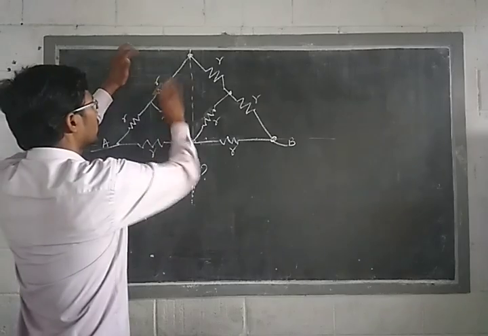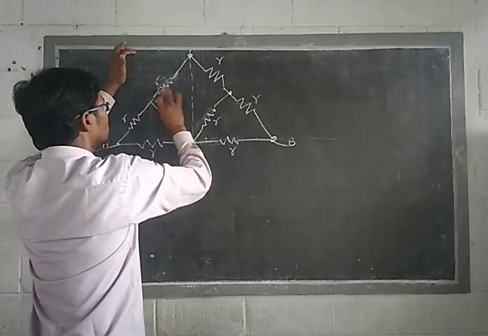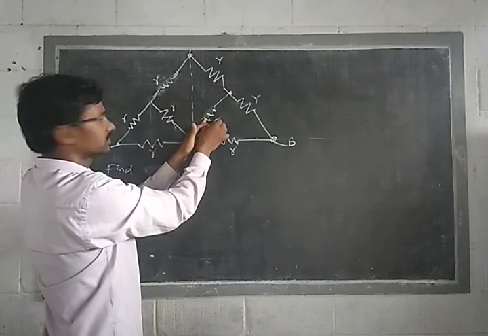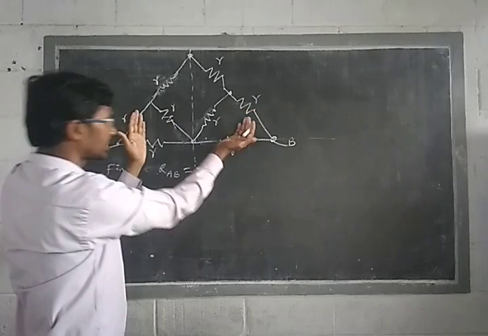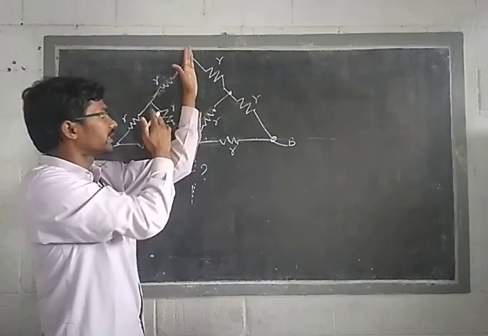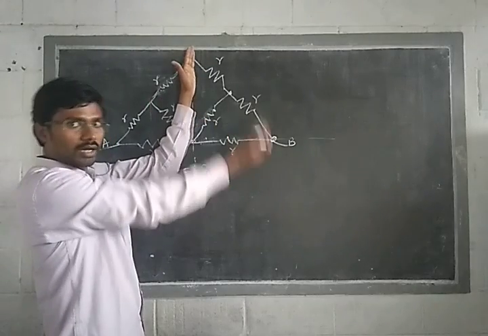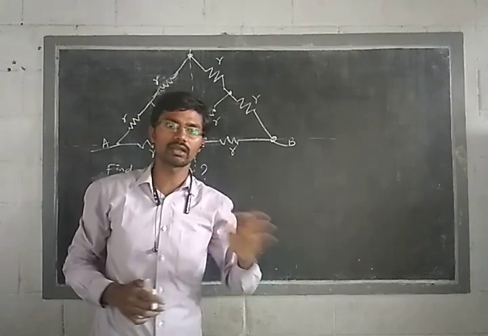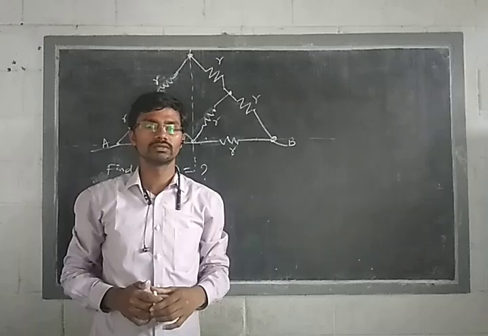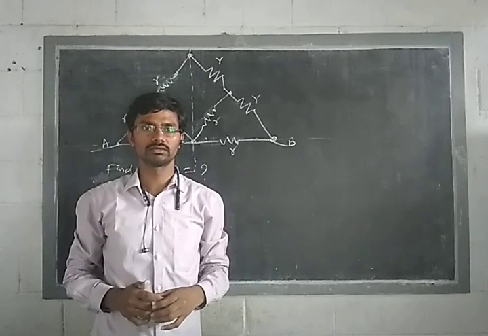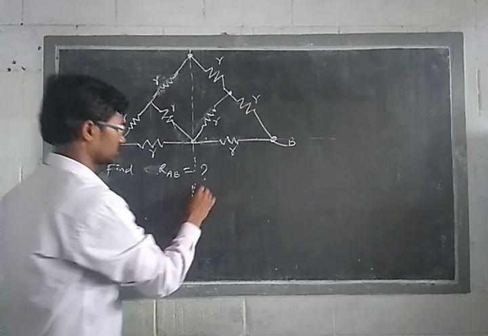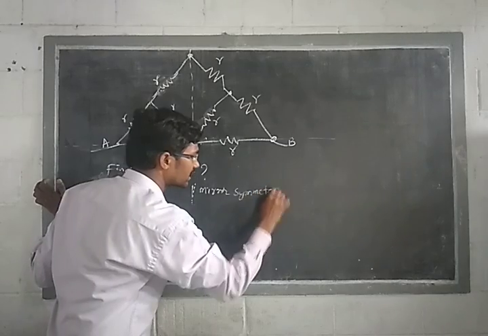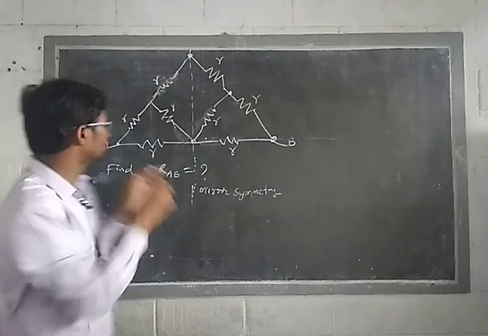Let us check. So here we have R, here R, and here R. Next, here R, here R. Just see that if you take the mirror, in the same manner you will get the image on the other part, in the other direction. So here R, here R. Then is it mirror symmetry or not, students? Yes, it is mirror symmetry.